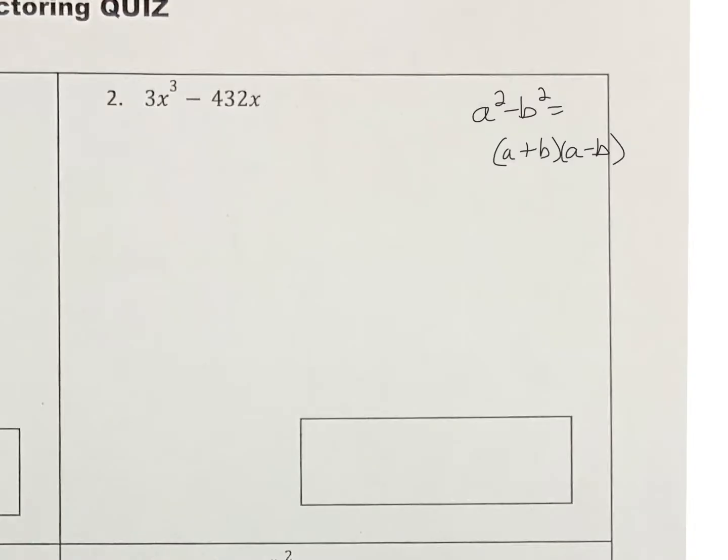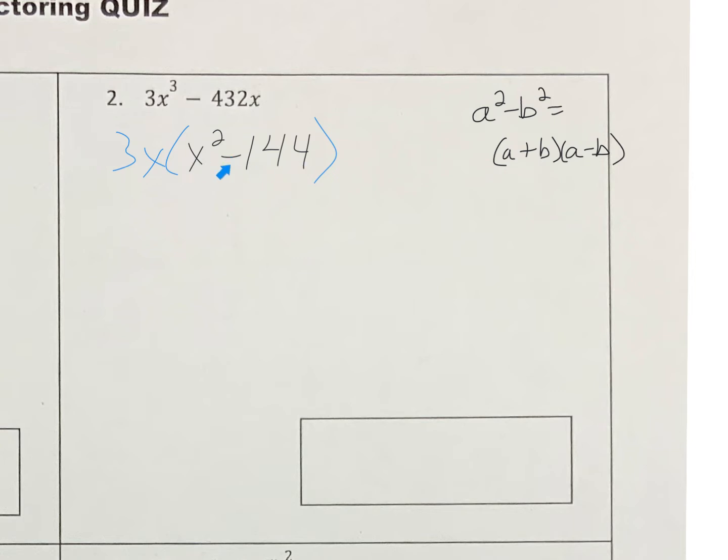All right, let's take a look at number 2. So in number 2, we have 3x cubed minus 432x. All right, so we do not have the difference of squares or cubes, but we can factor out the greatest common factor first of 3x. Now, when we factor out 3x, we're going to be left with x squared minus 144. Okay, so here, 3x is one of our factors, but then what we have inside this parentheses, this binomial, is x squared minus 144.